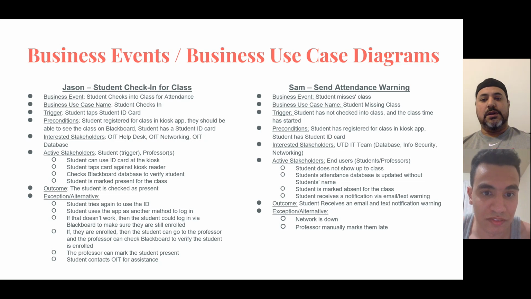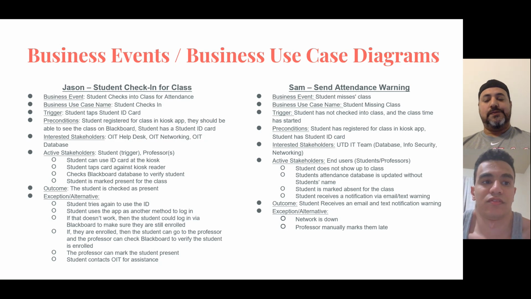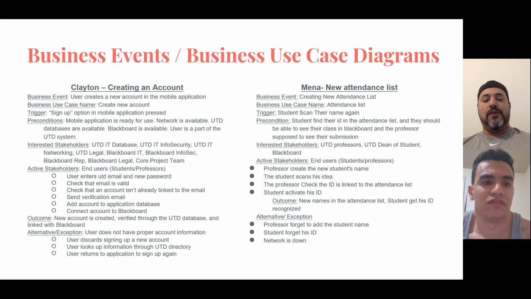Sam did the send attendance warning. Essentially, whenever a student does not show up or does not properly mark themselves present for the class, they get an email letting them know that they were not marked present for that class. And once it gets to a certain threshold, likely determined by the professor, say 4 absences, the professor would then get an email as well as the student, and whatever action needs to be taken at that point will happen.